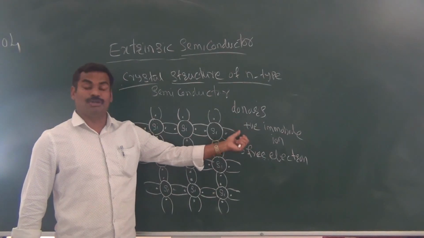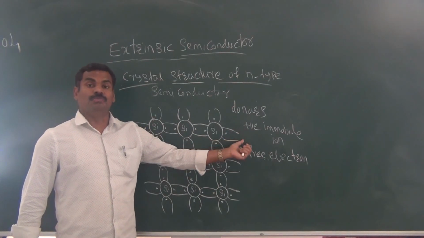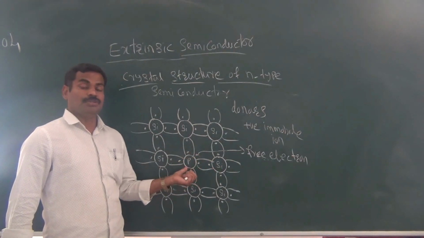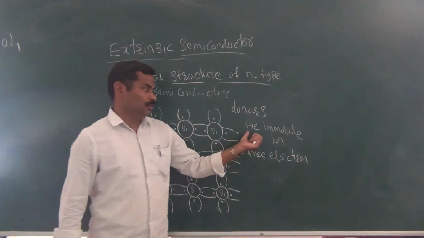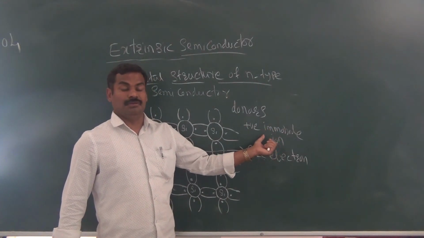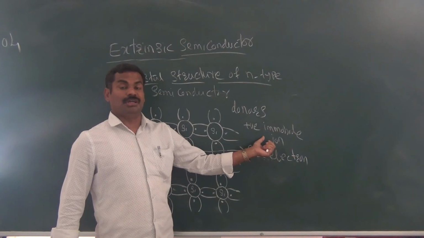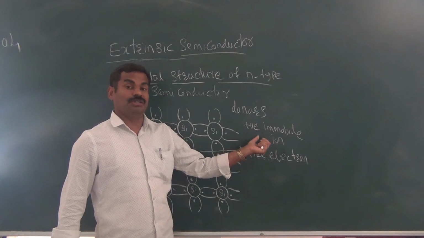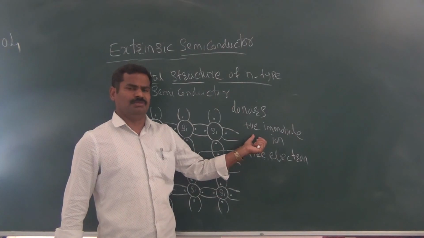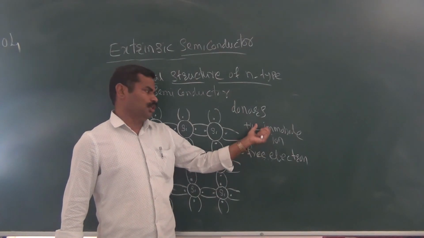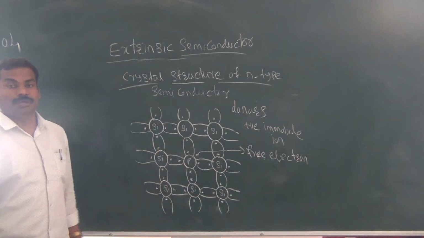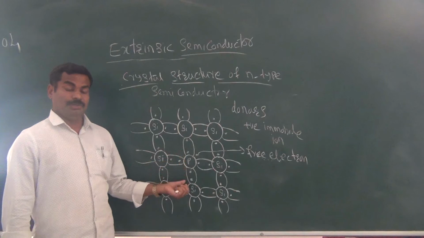This is also an important point about the positive immobile ion: because the electron comes outside, the atom becomes positive, and that atom is what you call a positive immobile ion. It does not contribute to current conduction. The current is because of electrons only, not because of the positive immobile ions. This is the simple way of understanding the formation of an n-type semiconductor.